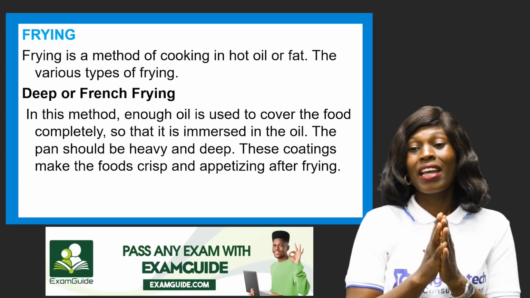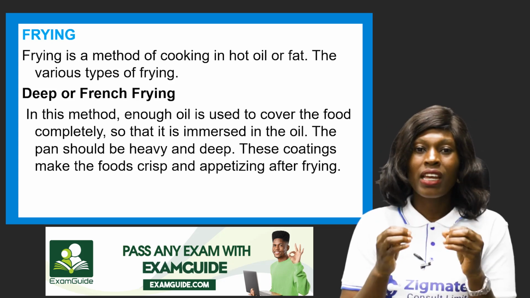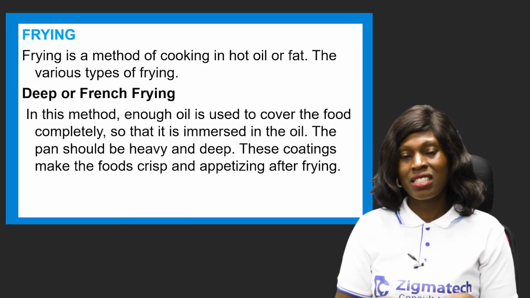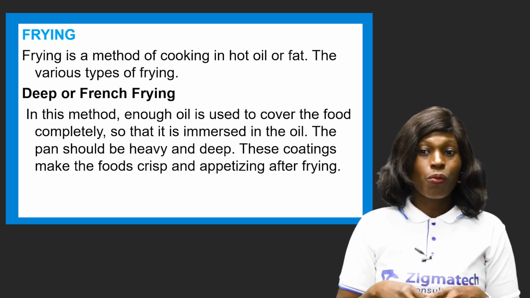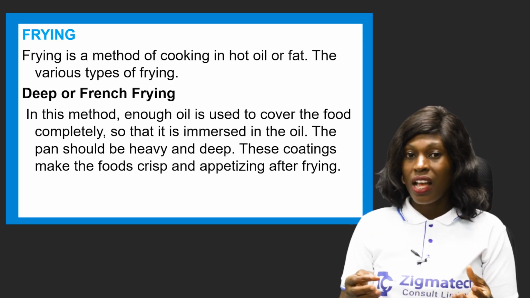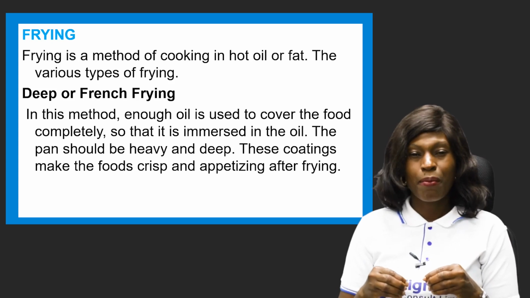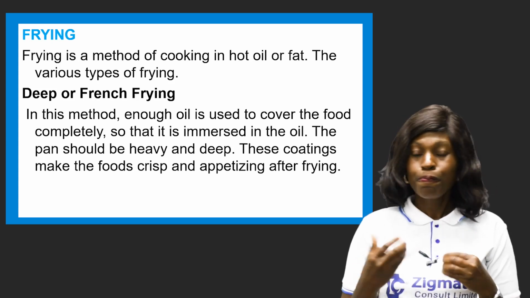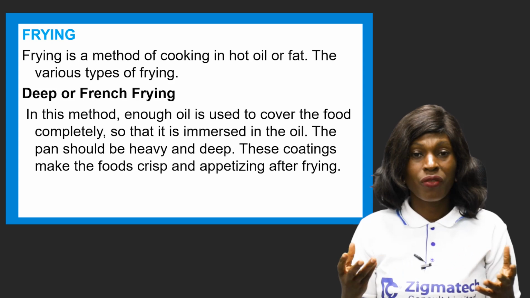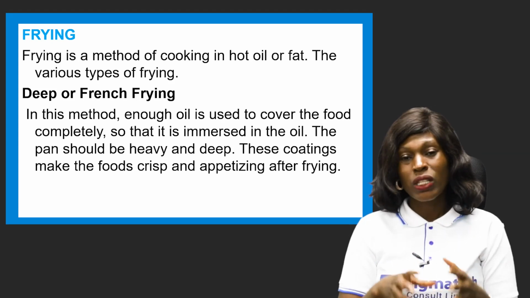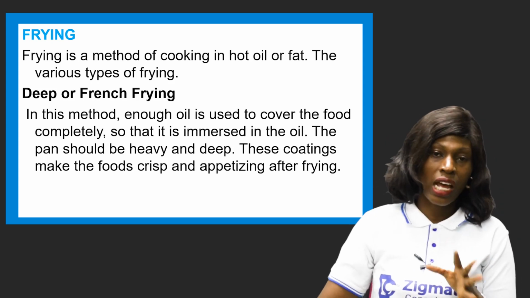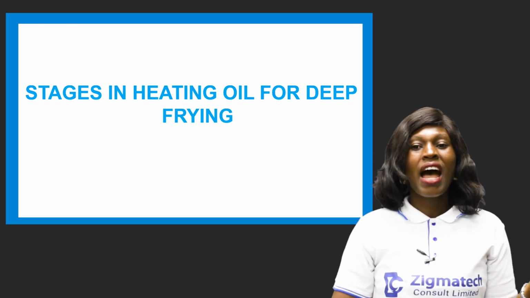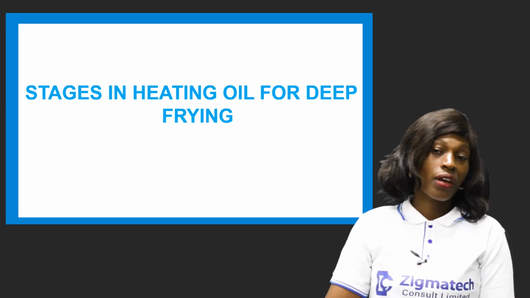In this method, enough oil is used. Now deep frying, enough oil is used to immerse the food completely. Some persons can coat the food and then put them to deep fry, so it can be crispy and appetizing after frying. You can coat with crumbs, then with your flour, then deep fry it with enough oil. It is not shallow, you deep fry. It's also referred to as what? French frying.